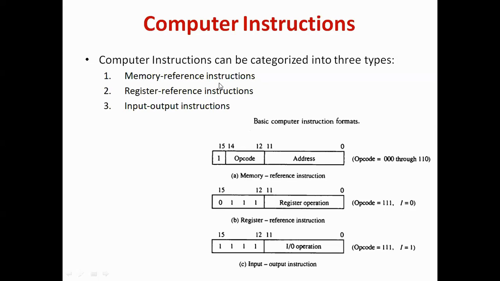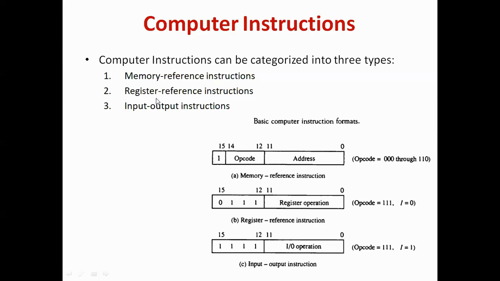So for example, I have to do addition. The operand will be in memory. So I have to take the operand from memory and add it to the contents of the accumulator register and then store the contents in the accumulator. This type of instruction is a memory reference instruction. Obviously this instruction will have an address which will refer to a memory location where there is an operand.